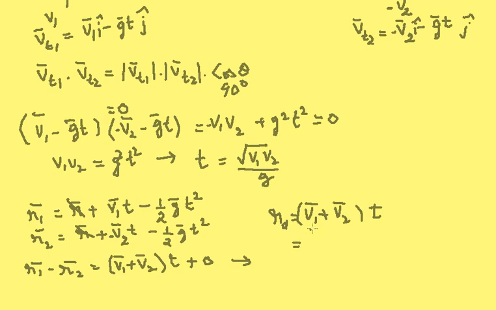We already have a value of T, which is root over V1 V2 by G, so the distance is V1 bar plus V2 bar into root over V1 V2 by G. The reason why we considered the direction of G bar negative is because it's just acting in the downward direction. Even if you consider it positive in the reverse direction, you would still end up with the same result.